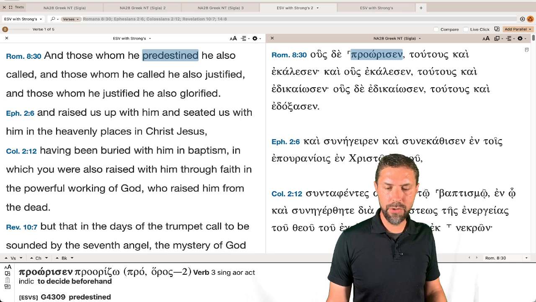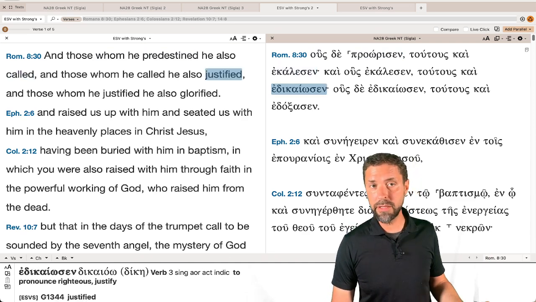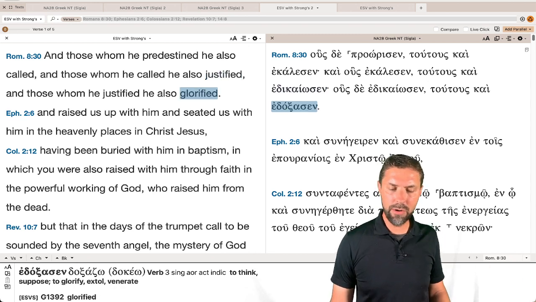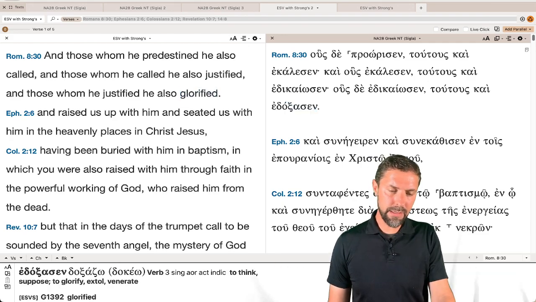Well, the predestined, yeah, makes sense that that would be past. Called, yep, that's a past idea. Justified, well, if I'm a believer now, sure, it's past for me. Glorified, I've not experienced. I think this is probably the impact of an expression like that. It leaves you with this sense that Paul is telling you it's as good as done. As much as God called you and predestined you and justified you, so also, for all practical intents and purposes, we'll say he glorified you.